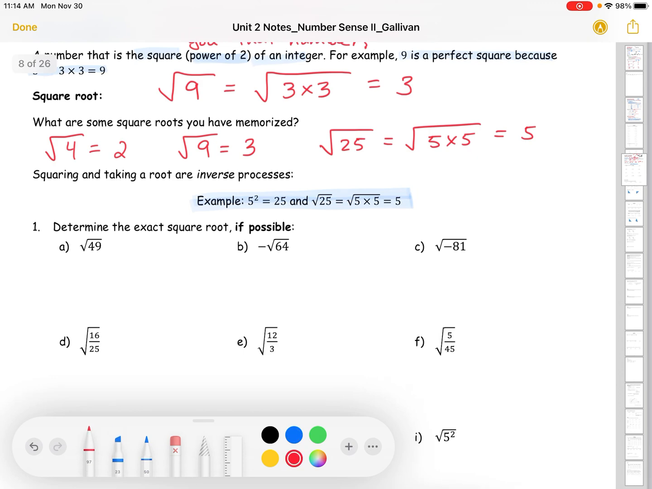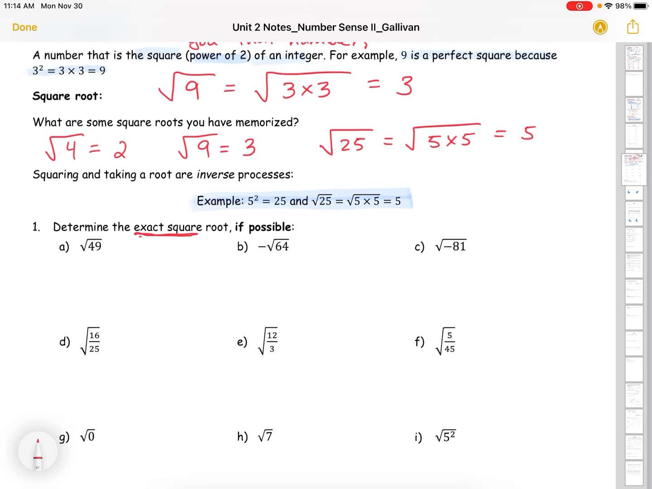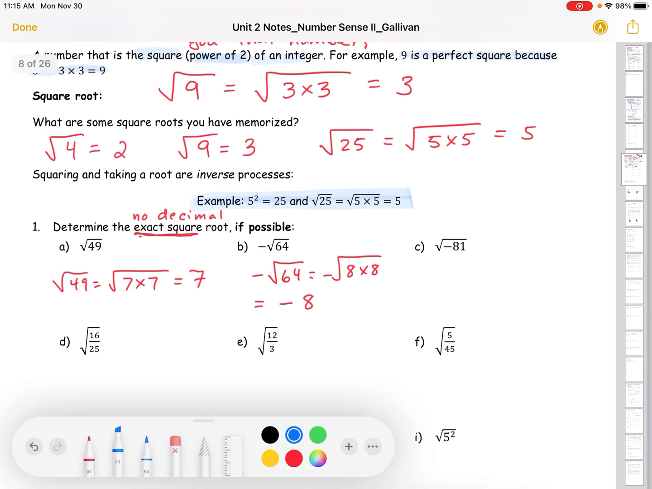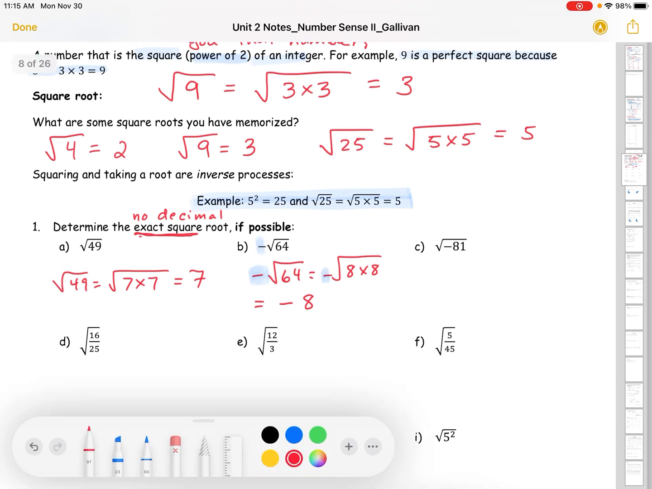So this next section, practice, we're looking for exact square roots. Exact means no decimal, if possible. So the square root of 49, well, that's the square root of 7 times 7, so it would be 7. Now the negative square root of 64, well, 64 is 8 times 8, so this would be equal to negative 8. Important to note, this negative sign is outside, so it is not affected by that square root at all.